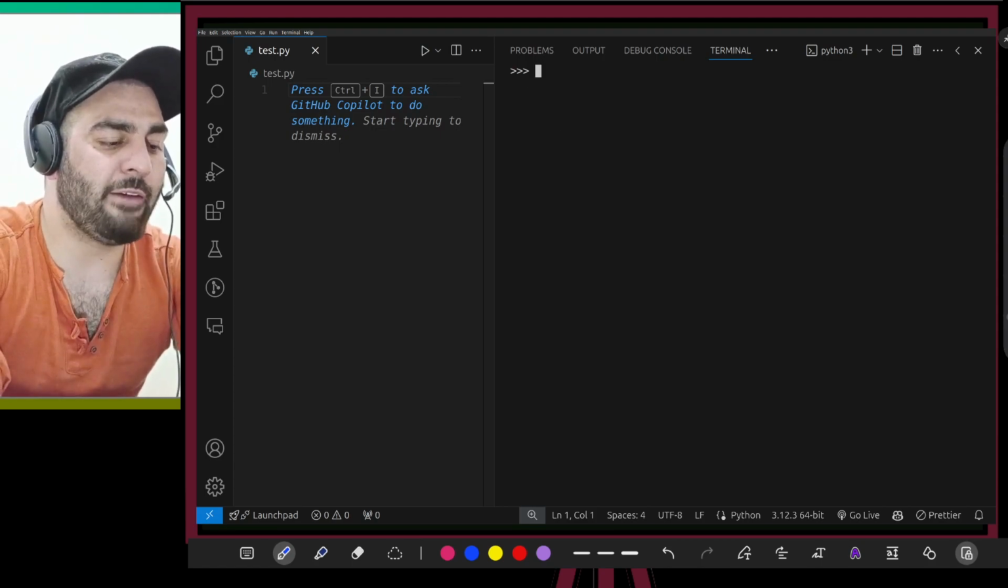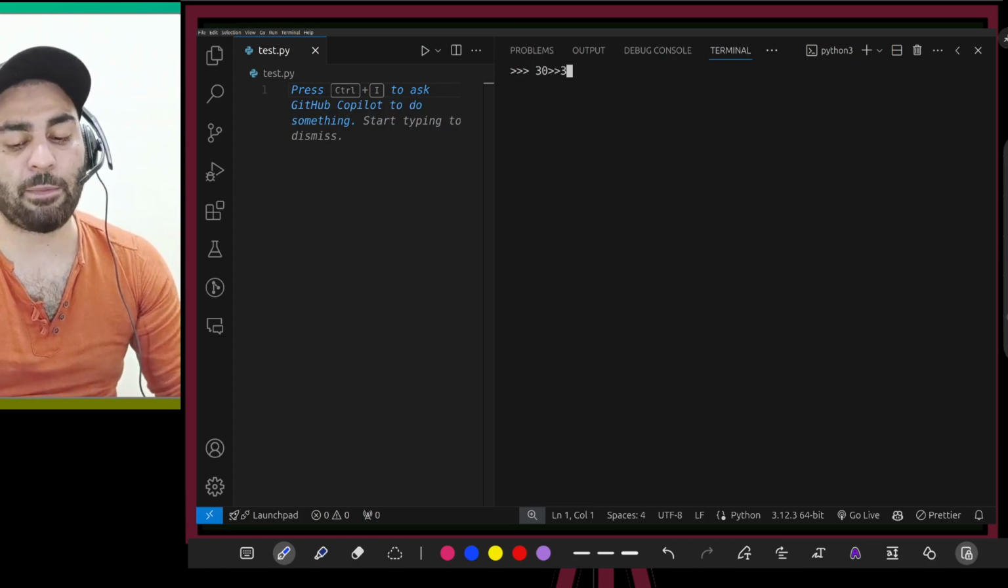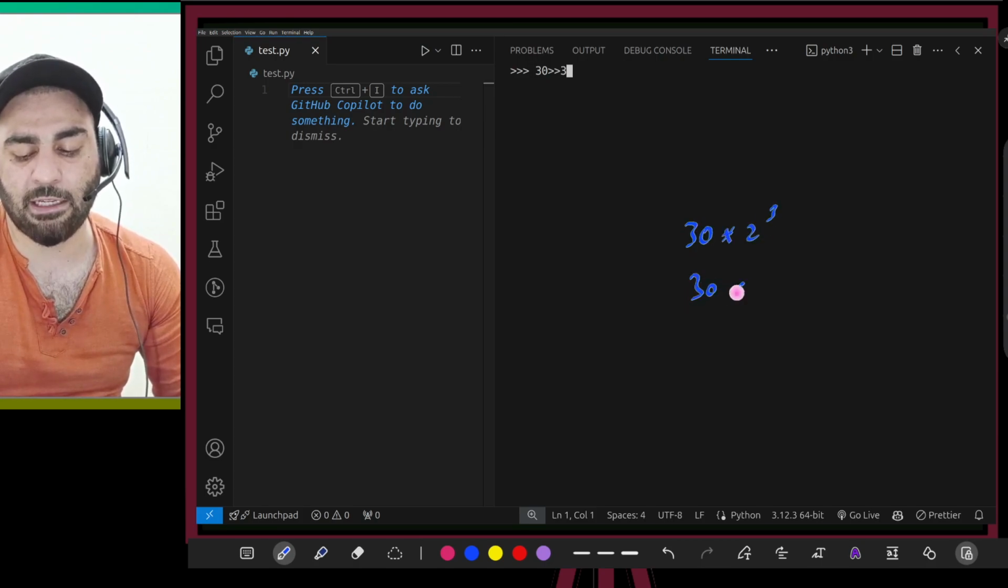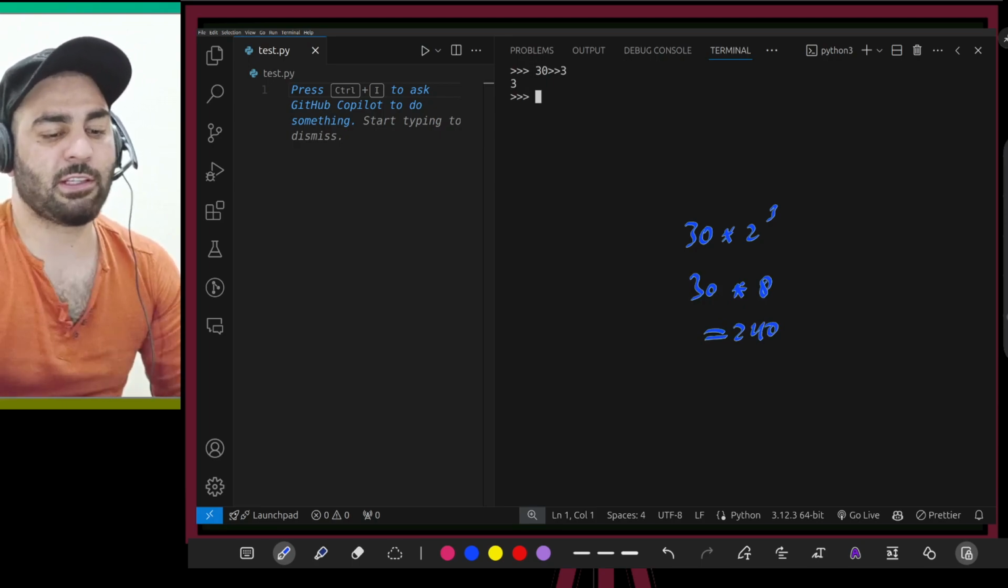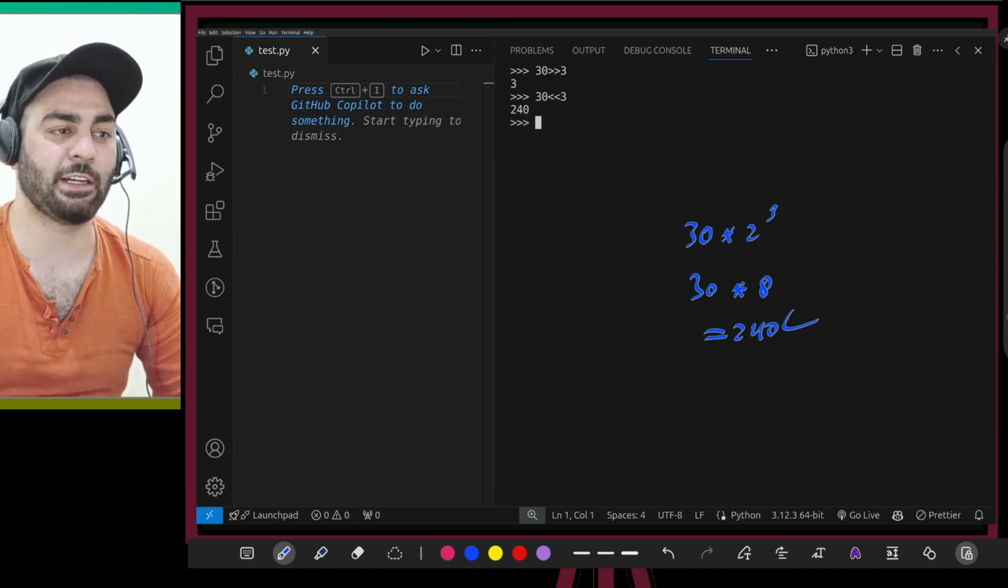Let's suppose now we have a number 30. If we right shift it thrice, it will get multiplied by 30 multiplied by 2 to the power 3. So this is 30 multiplied by 8, so this is 240. Oh, this is actually left shift, so I should have left shifted over here. So this is 240 if I left shift it.